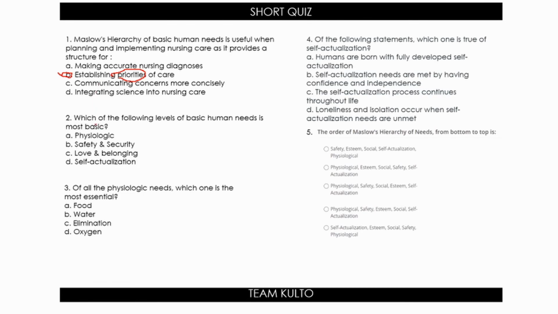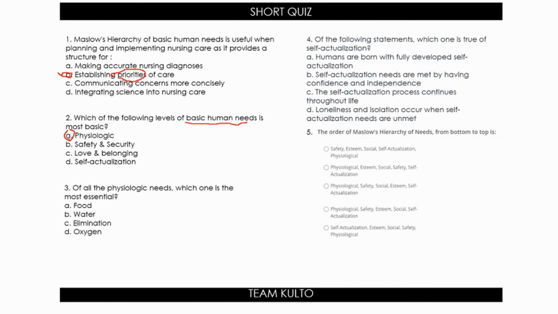Next, which of the following levels of basic human needs is most basic? Is it A, physiologic, B, safety and security, C, love and belonging, D, self-actualization? Gigigil ako sa'yo pag mali ka dito, shoot ka. Anong key term mo dito? Basic human need. Ano ang sagot dito? Letter A, of course, baby.